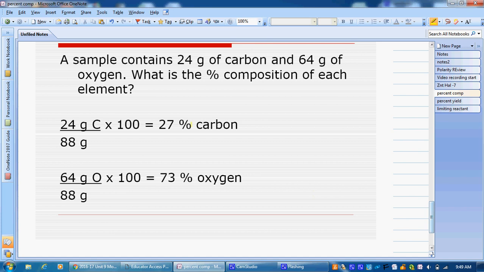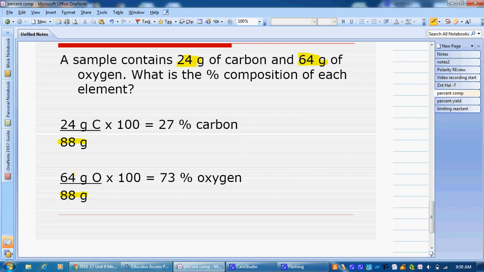Another example, if we have 24 grams of carbon and 64 grams of oxygen, what's the percent composition of each element? Well, we know we have to add these 2 together, the 24 and the 64, to get our total mass, so that's what goes on the bottom, right here, for both parts. And then we put the mass that we have of carbon on the top here to figure out our percentage of carbon. Divide your 2 numbers and get 27%.